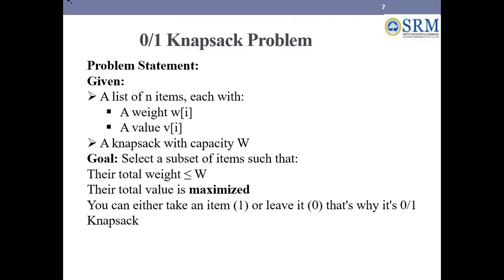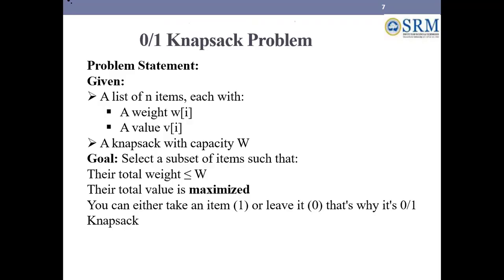And the 0/1 knapsack problem statement. A list of n items is given, each item assigned with weight and value, or profit. So W[i], the array, contains the weight of the ith item. The value V[i] represents the value of the ith item. And the knapsack capacity is given. The bag or container capacity is given, that is capital W.